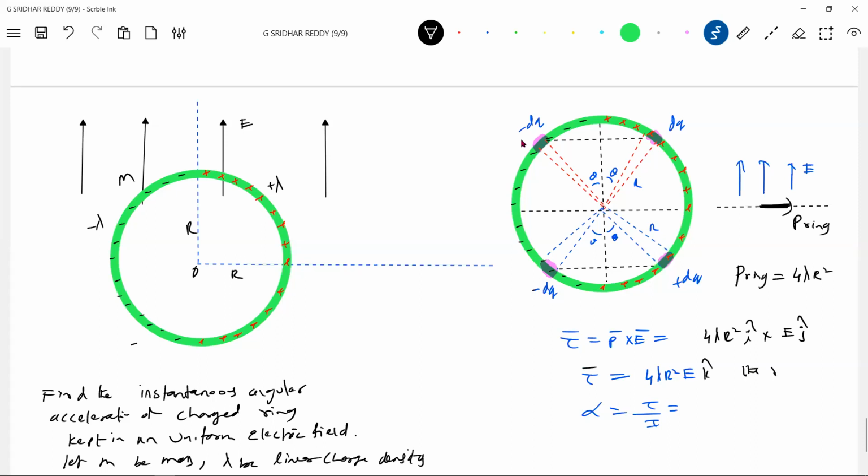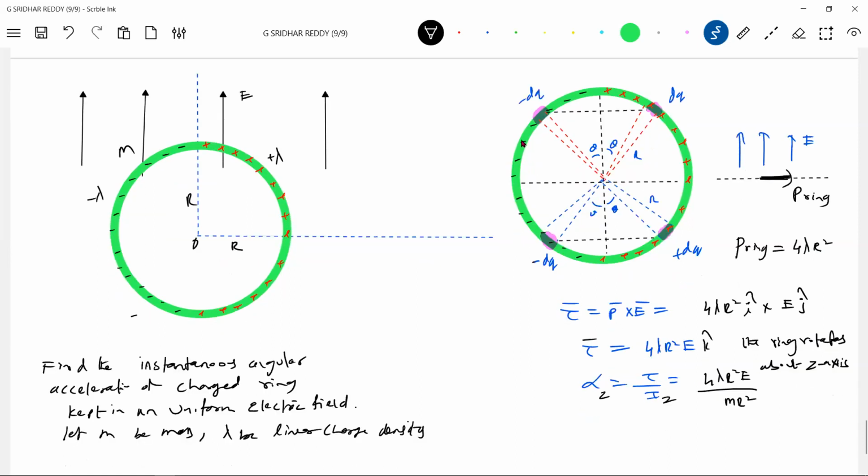So the ring rotates about the Z axis. Then what is the moment of inertia? Iz alpha Z should be equal to the torque, and the moment of inertia of the ring is M r square. So that will cancel out, and the angular acceleration will be 4 lambda E by M.